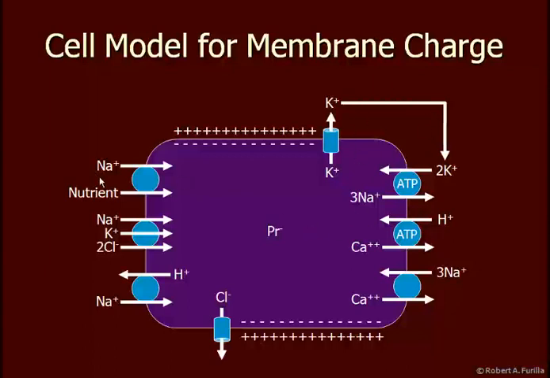Sodium can enter the cell either with a nutrient, such as the sodium glucose cotransporter. It can move in through this sodium-potassium-2-chloride cotransporter. It can be exchanged for hydrogen ions, or it can be exchanged for calcium ions. Calcium, on the other hand, must be pumped out in exchange for hydrogen ions. These are the primary ions that are involved in generating this membrane potential.